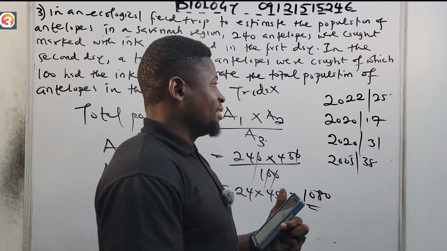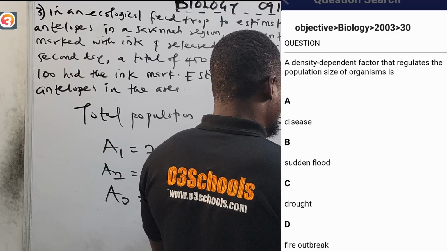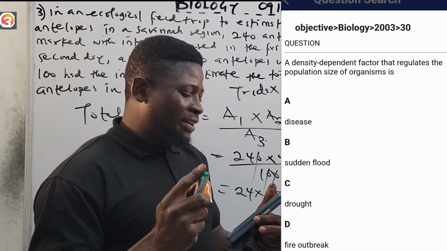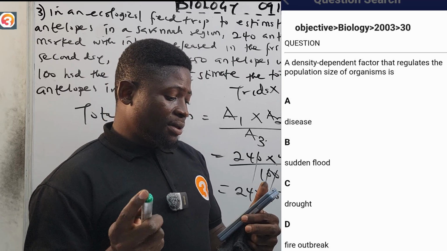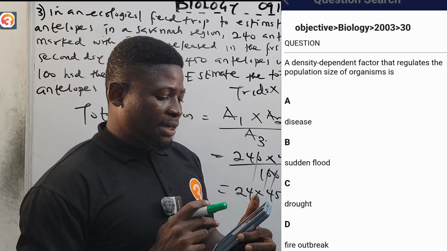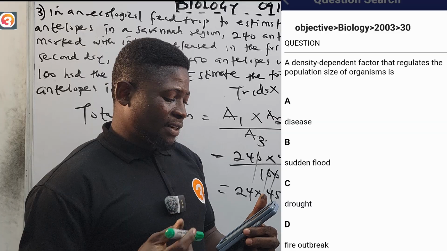Now, 2003, number 30, which is the last one we are going to show. The other ones, I'll just tell you the years. You go and find them from the O3 Schools app. A density-dependent factor that regulates the population size of organisms is A, disease, B, sudden flood, C, drought, D, fire outbreak. Okay? Tell me the answer in the comment section. We'll talk about density-dependent and density-independent factors.